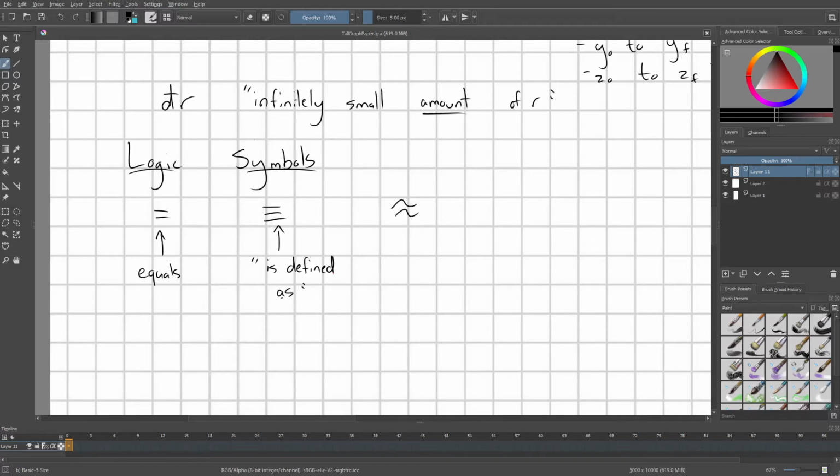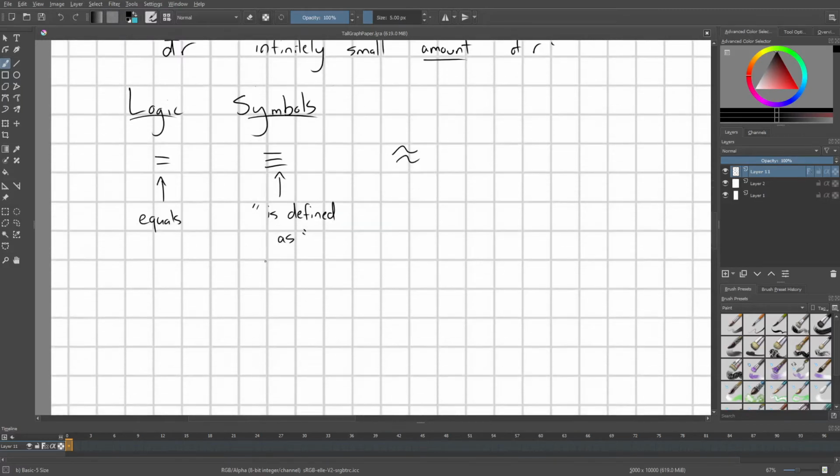Right? So for example, if I'm talking about velocity, velocity is defined as this, which again, this is not a physics video, it's just a notation video. But that's how I would say something like that in English.